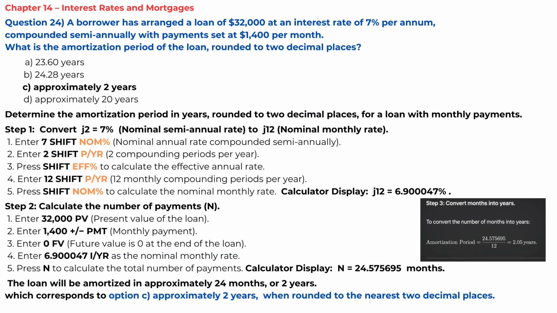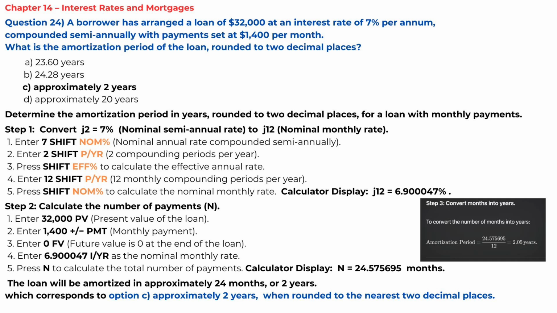Question 24. A borrower has arranged a loan of $32,000 at an interest rate of 7% per annum, compounded semi-annually with payments set at $1,400 per month. What is the amortization period of the loan rounded to 2 decimal places? Determine the amortization period in years rounded to 2 decimal places for a loan with monthly payments. In simple words, find the number of months necessary to amortize the loan.